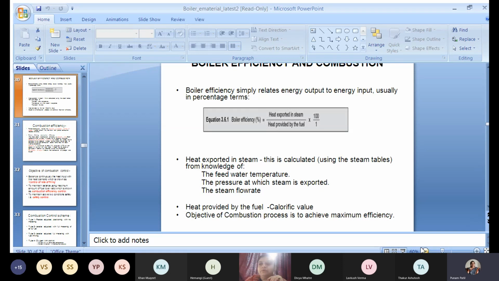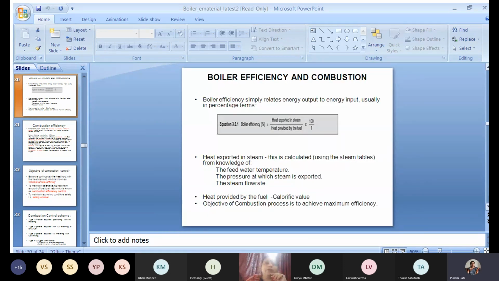Then we will talk about boiler efficiency. Why? Because we need to control the combustion. तो combustion control करना है मतलब exactly क्या control करना है? Level, pressure, temperature तो समझ में आता है, right? Because these are the variables. But combustion is not a variable. So if you want to control the combustion, what exactly is our objective? So we are going to relate the combustion process with the boiler efficiency.